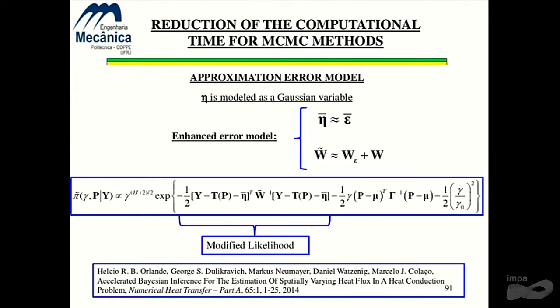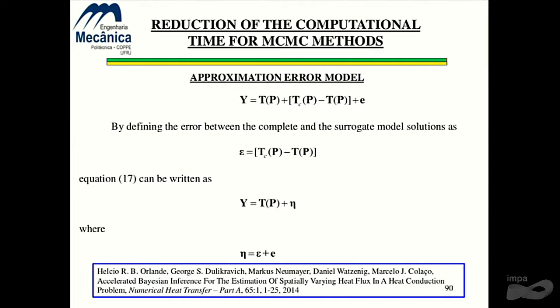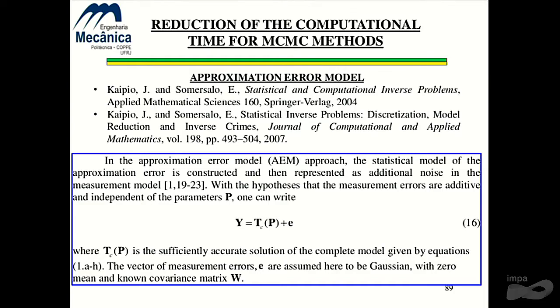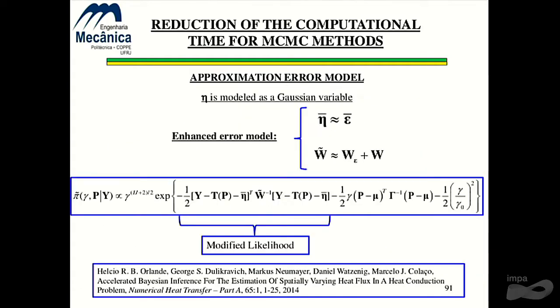So in this case, when we worked with the approximation error model, I have already shown this on Monday. We now have a modified likelihood, because our model for the error is not only for the experimental error. So we have to modify the likelihood and the covariance matrix, which was W for the likelihood, now is W tilde. And the mean, which was 0, now is given by the mean of the modeling error.